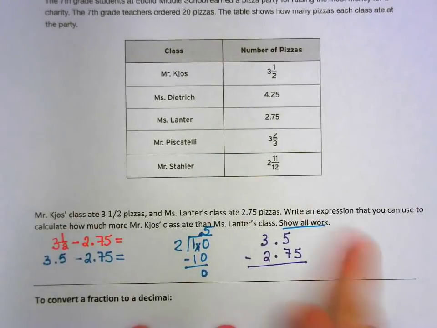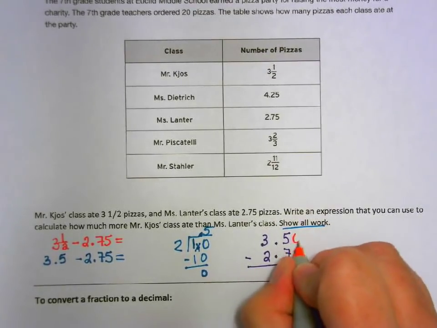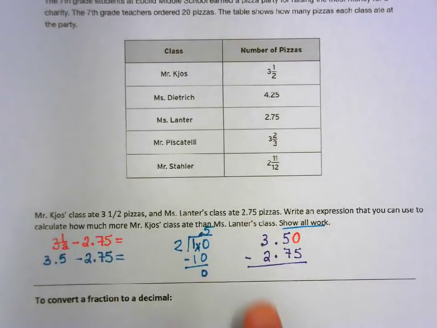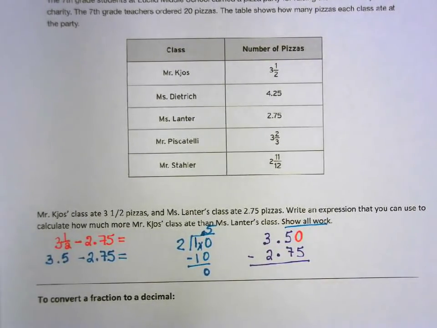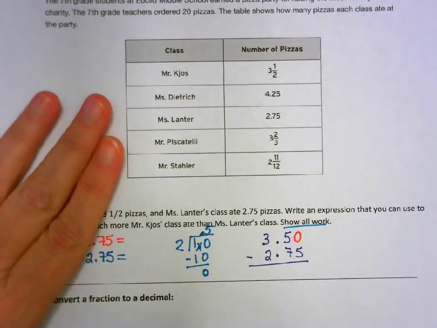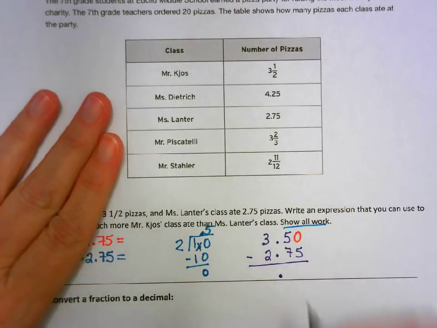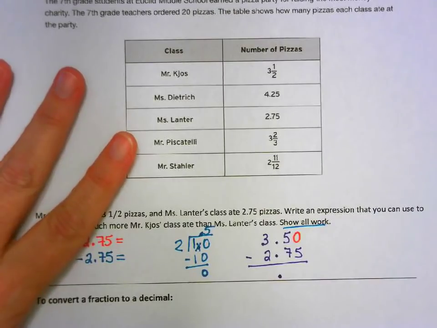I also see that this bothers me. I have this empty space here. I'm going to just fill that in with a 0 because I know that 3.5 is the same thing as 3 and 50 hundredths, or $3.50. That makes my subtraction a whole lot easier. I know that I can just bring that decimal down, forget that it's there, and just do my subtracting.